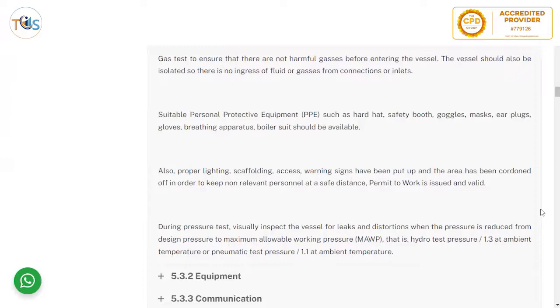Also, proper lighting, scaffolding, access, and warning signs should be in place, and the area cordoned off in order to keep non-relevant personnel at a safe distance. Permit to work is issued and valid.